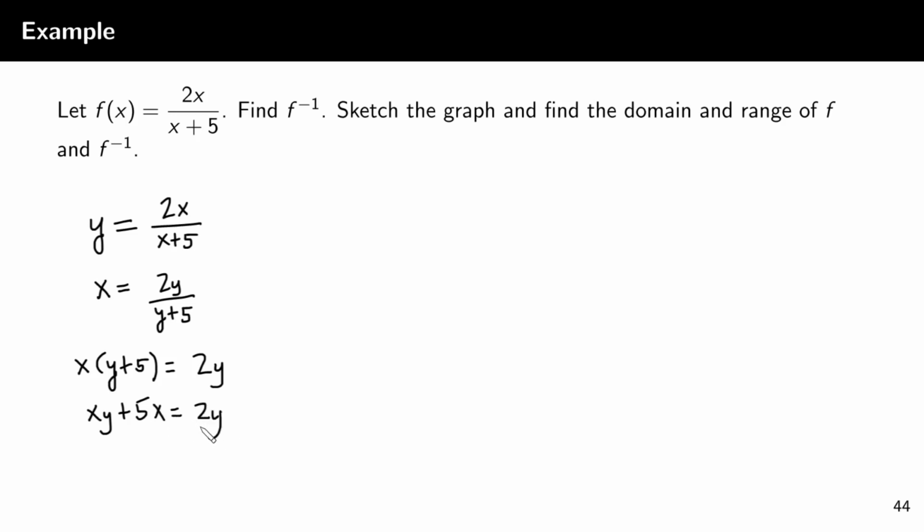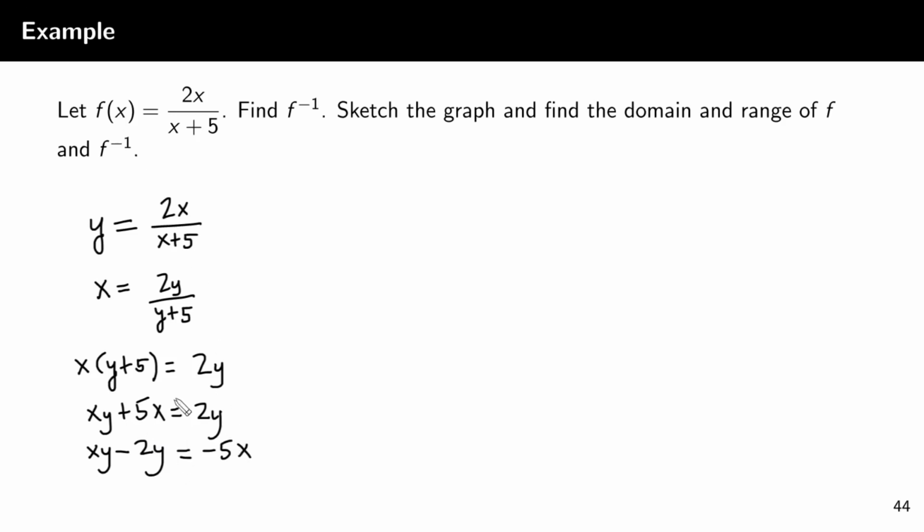Sunod naman, gusto kong i-isolate yung y because we're solving for y here. So, lahat ng mga may y, sa kanan, lilipat ko sa kaliwa. So, xy minus 2y. Ito namang expression na walang y, in this case 5x, ililipat ko ngayon sa kanan. So, meron akong negative 5x.